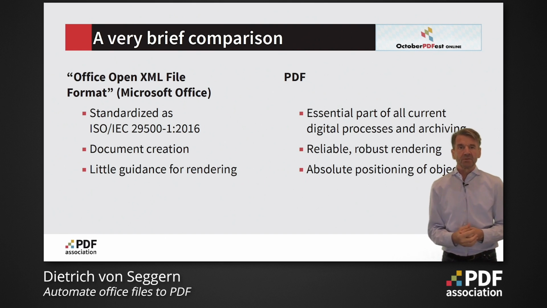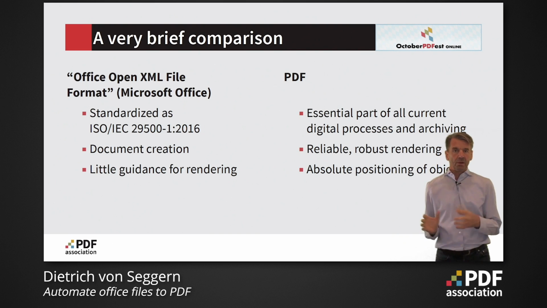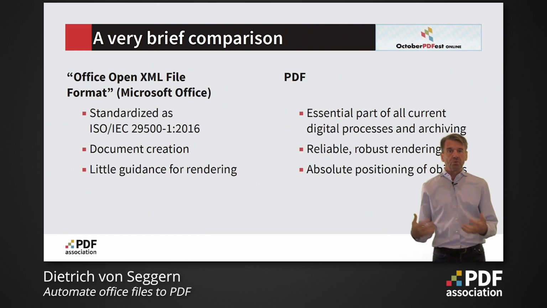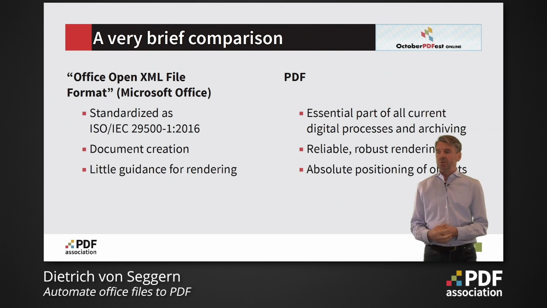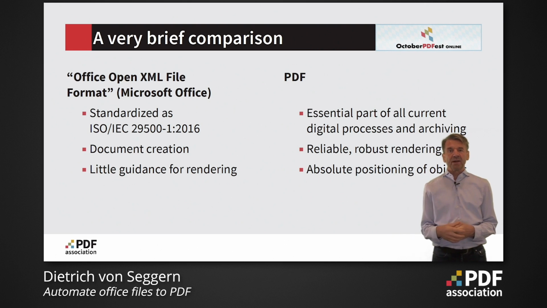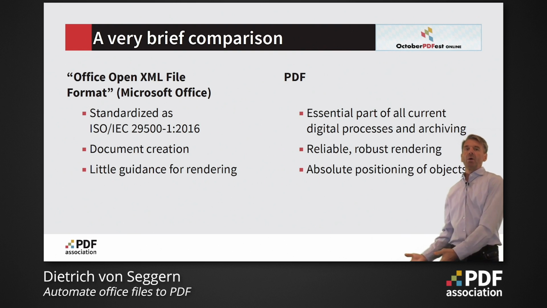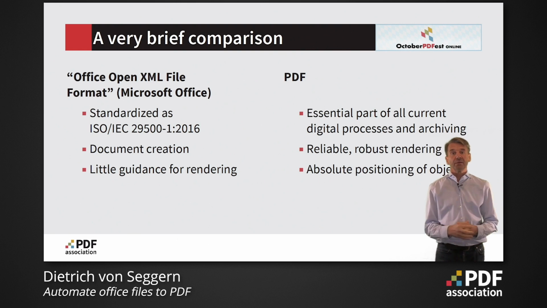When we look into the Office Open XML file standard, we see it defines a lot of things about document creation, about how to save certain constructions of your Office file in the file on the disk. However, it provides little or no guidance for actually rendering. So how exactly would you take that data from the format and display it on a screen?